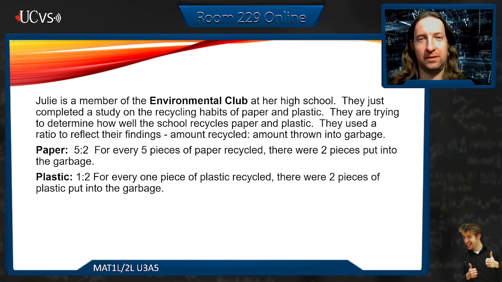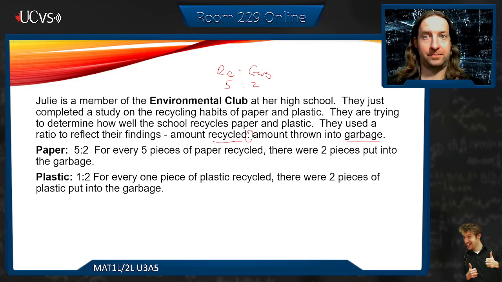Amount recycled compared to, see this little column here, that's a ratio. So we have recycled compared to the amount thrown in the garbage. So it's recycled to garbage. That's the ratio. For paper, the ratio ended up being 5 to 2, so that's 5 recycled for every 2 in the garbage. For every 5 pieces of paper they found in the recycling bin, there were 2 pieces of paper in the garbage. And the ratio for plastic was 1 to 2.